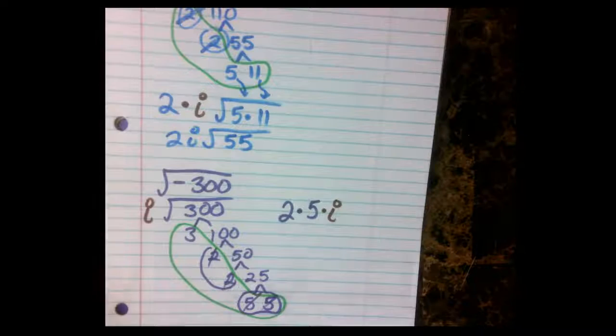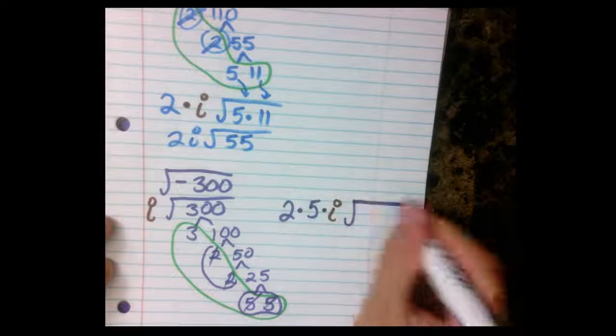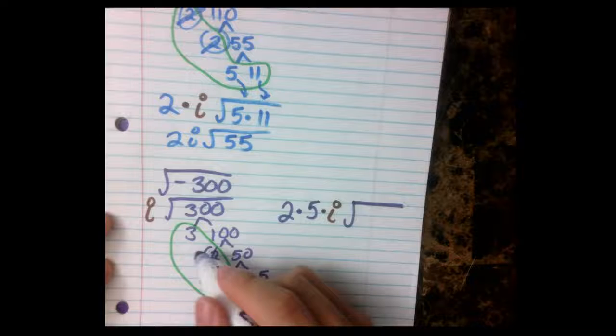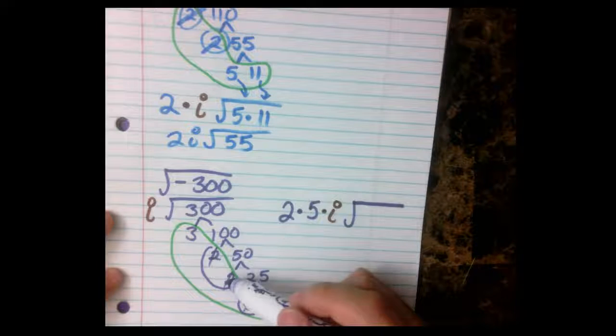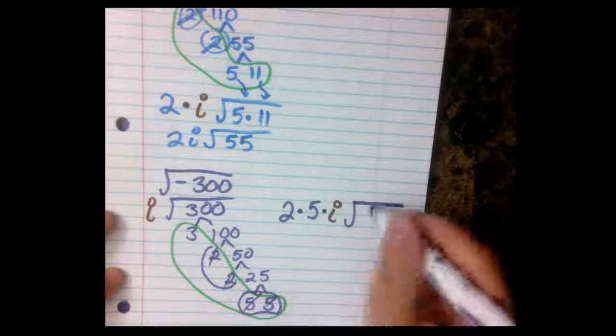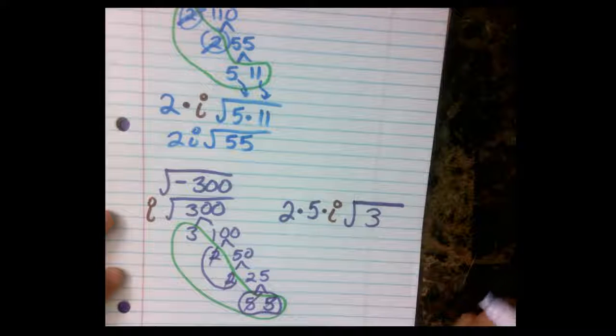Now that we've done everything that we've paired up, we're going to put our square root sign back and put whatever is left over back underneath the radicals. So we paired up the 5's, they're gone. We paired up the 2's, they're gone. All that's left is this 3 up here. So I'm going to put that 3 back underneath this radical.